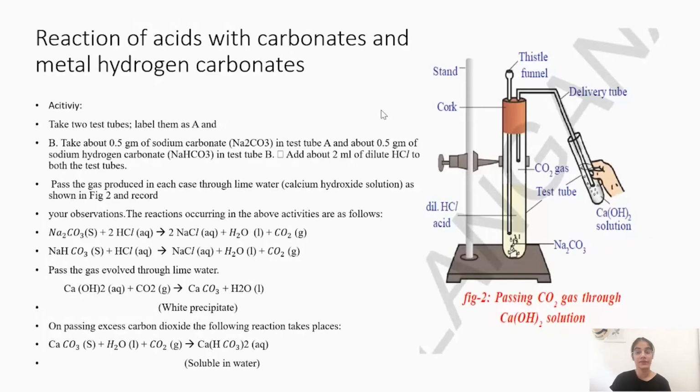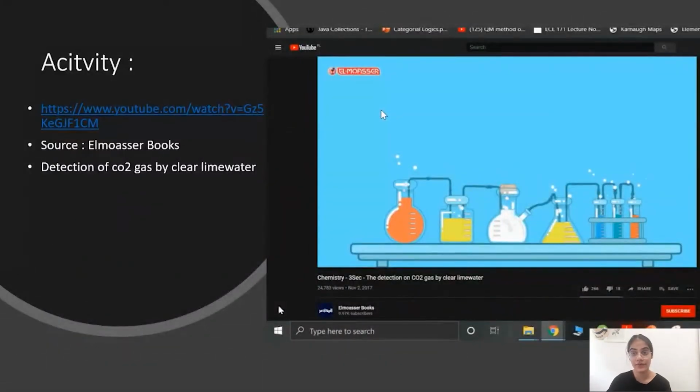Now, for the activity that we just discussed, we will see a video of how this reaction actually takes place. The source and the link has been mentioned, if you want to go and check it out for yourself. The source is Elmosier books, and it is detection of CO2 gas by clear lime water. So the reactions will be similar to the ones that we just discussed.